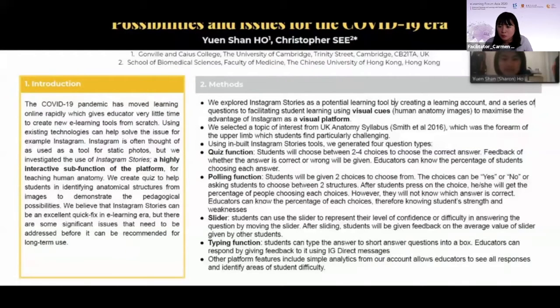To set up the prototype account, we first looked into the UK anatomy syllabus to identify areas of interest. We constructed questions using human anatomy images and Instagram built-in functions. Instagram stories have 4 functions which aid in designing questions. Quiz function, where students choose the correct option from 2 to 4 choices. Polling function, where students choose between 2 choices and are shown the percentage of each. Slider function, where students can move the slider to indicate their level of confidence and difficulty. And typing function, where students can answer short answer questions. Educators can then use the built-in analytics to look at students' responses and analyze what topics students find difficult.